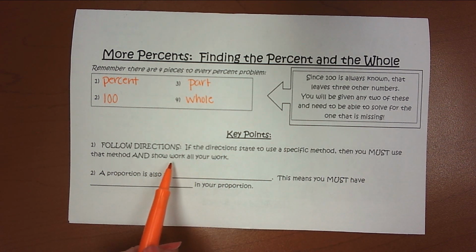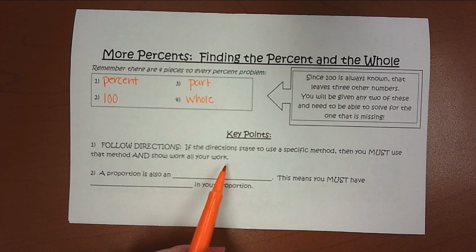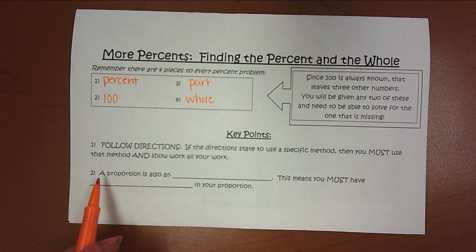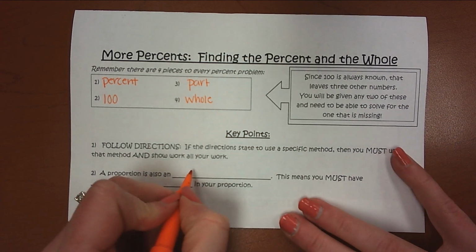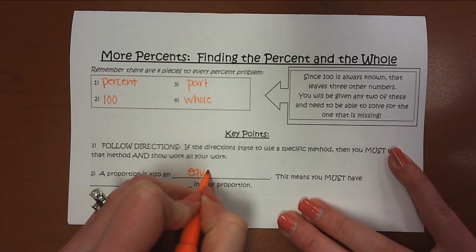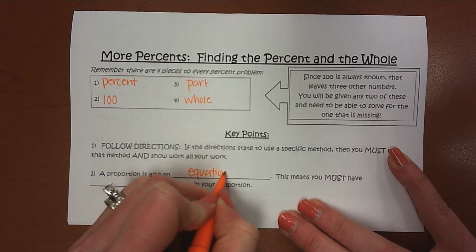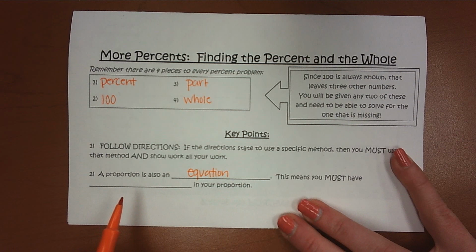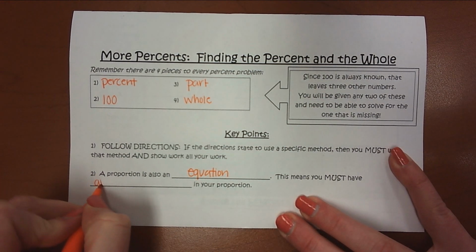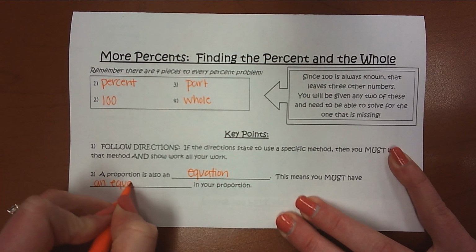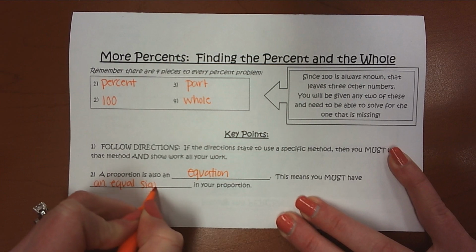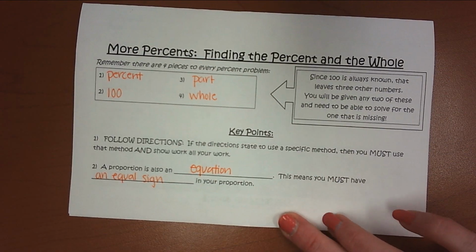all of your work is what this should say. A proportion is also an equation. This means you must have an equal sign in your proportion when you write it.